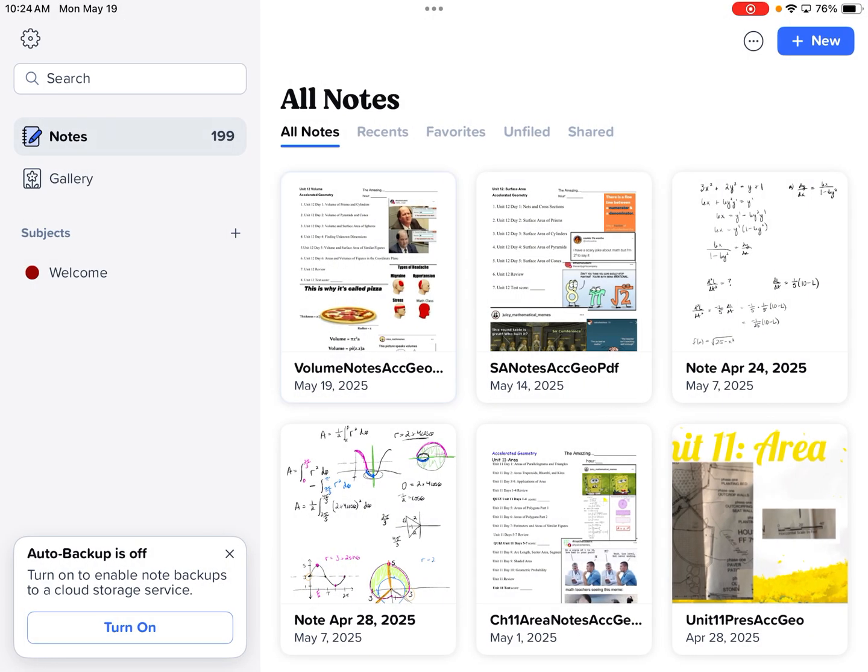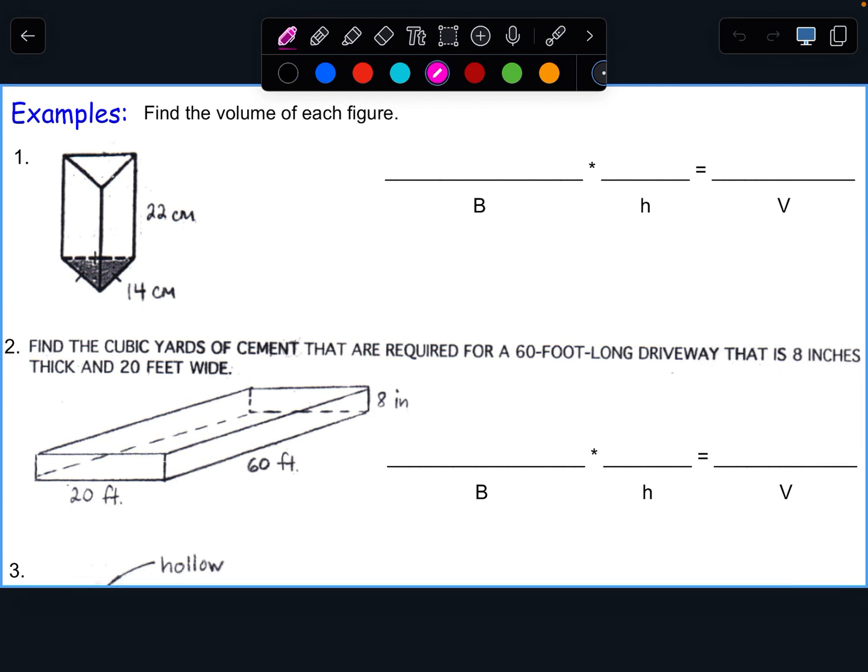So, gosh, what is going on with this? Here we go. Keeps exiting randomly.